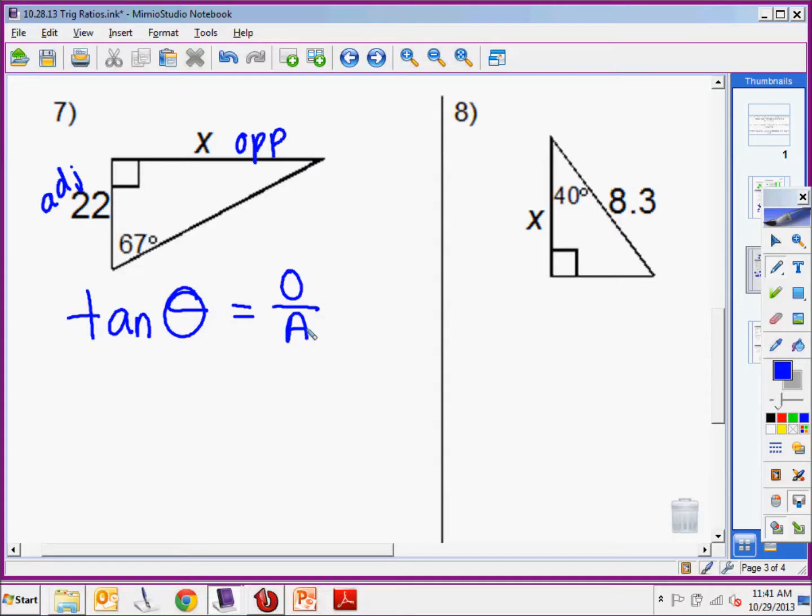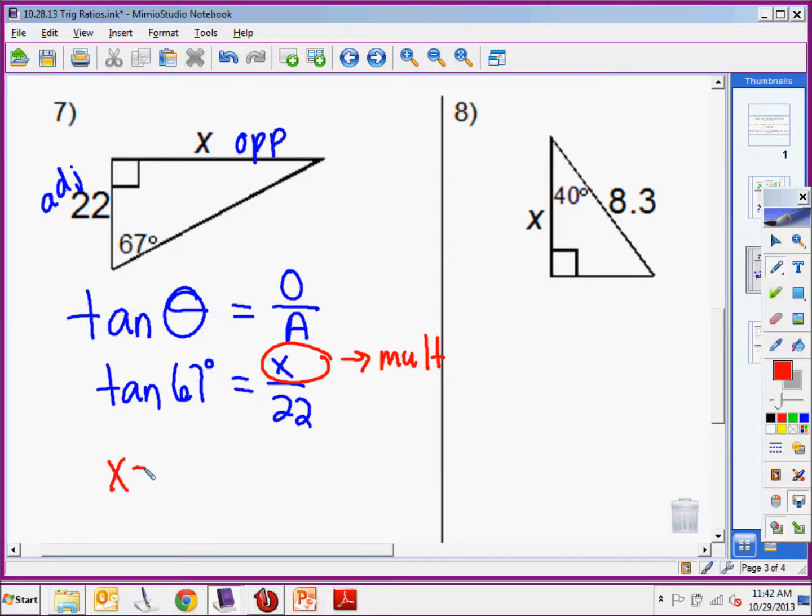Now I fill in what I know. So I have tan. Is my angle measure unknown? No. What is it? 67 degrees. 67 degrees equals, what's my opposite? X. X over 22. Where is my variable? Is my variable in the denominator or in the numerator? It's in the numerator. Numerator means I'm going to multiply. So x equals 22 times tan of 67 degrees.